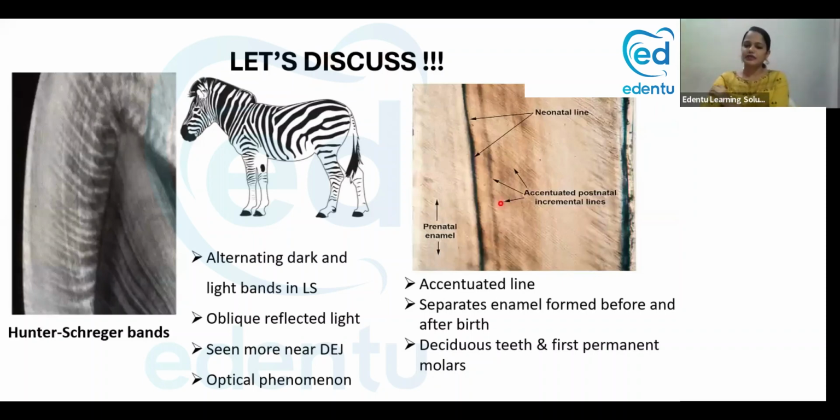So we are discussing the neonatal line. The neonatal line separates the prenatal enamel from the postnatal enamel. During the prenatal time, there is a continuous supply of minerals and nutrition to the area, so enamel is formed in a particular order. But after birth, sometimes fluctuations can happen, which result in the formation of a different pattern of enamel. So between these two there is an accentuated line, which is called the neonatal line.